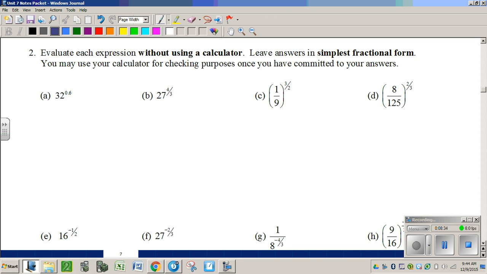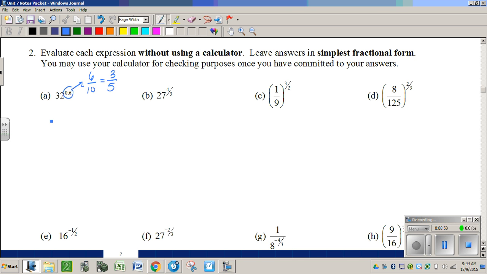So yes, you can check it in your calculator, but you have to make sure that you understand the whole concept behind it, the power over the root, so that you can show your work and get your full credit. Now, if I take 0.6 and I wanted to make that into a fraction, that's 6/10. So that's 6 over 10. If I wanted to reduce that, that would reduce to what?